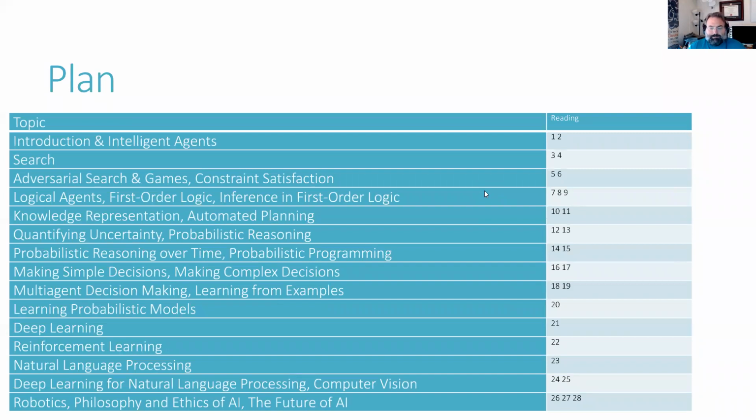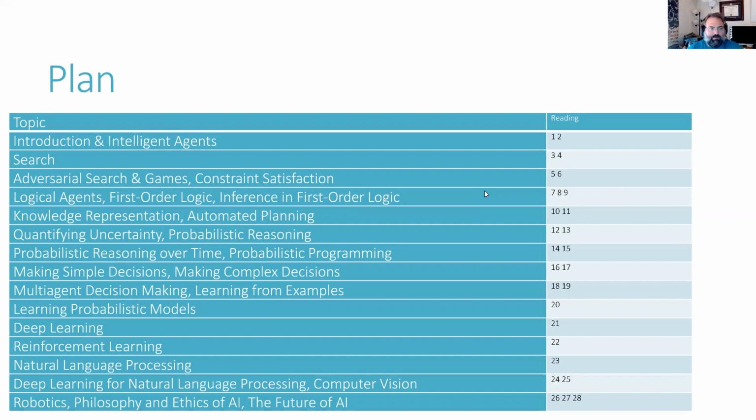Here's the current plan. Honestly, I've thought about revising this. I don't know that I will just yet, but it is a fair amount of reading because this is a large topic to cover, and I'm trying to do justice to all of the elements of this domain. So we'll start off with chapters 1 and 2, which is basically an introduction of what is AI, I'll talk about that more in a moment, and then intelligent agents. What's an intelligent agent? What's an agent?